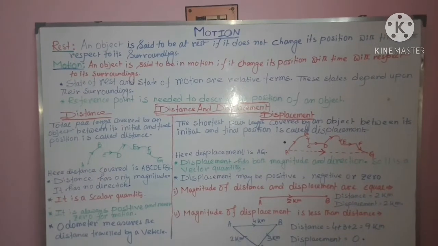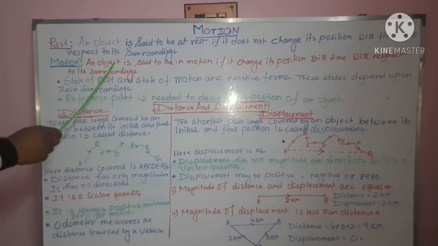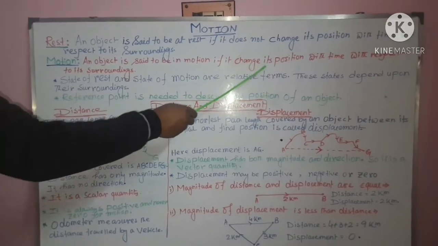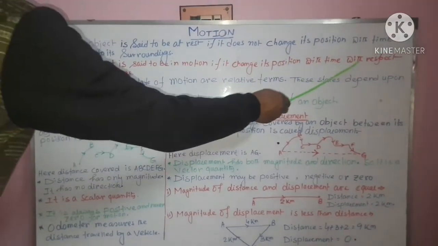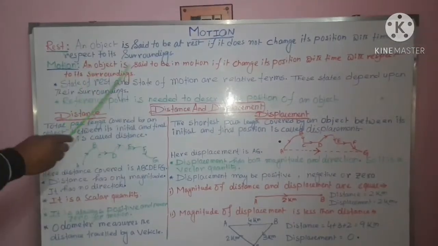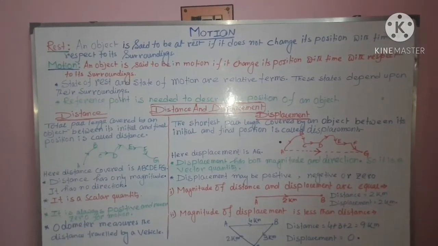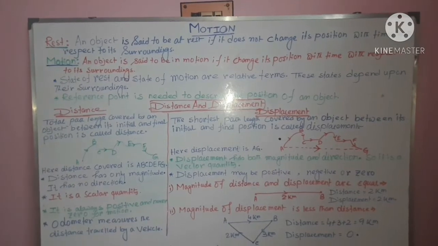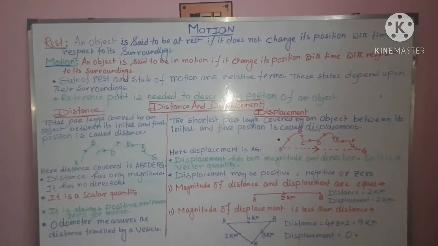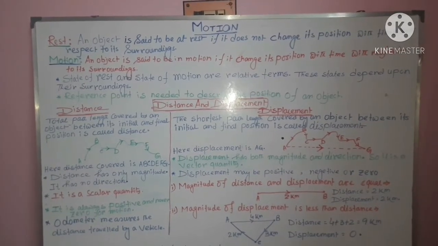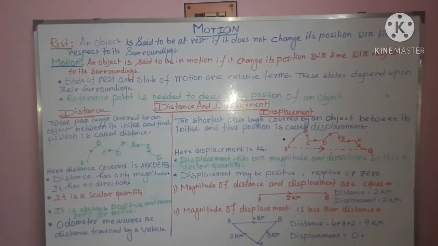Now motion. An object is said to be in motion if it changes position with time with respect to its surroundings. Therefore, you can say an object is in motion whenever the position of the object changes with respect to time as well as with respect to surroundings.